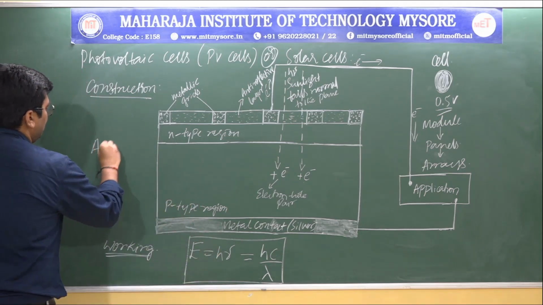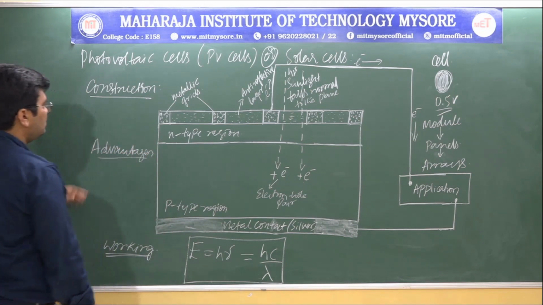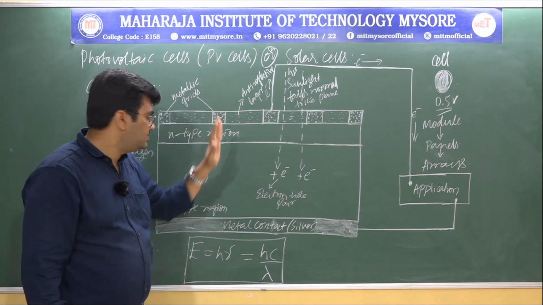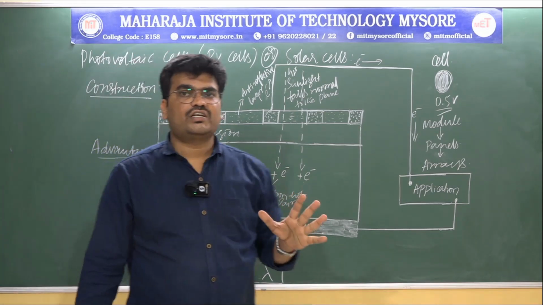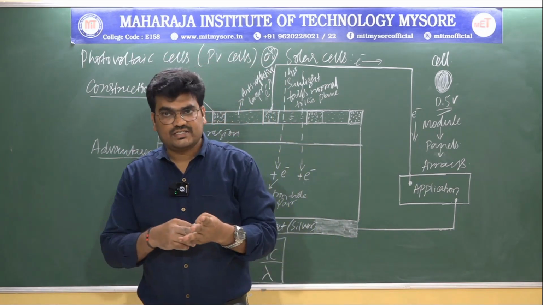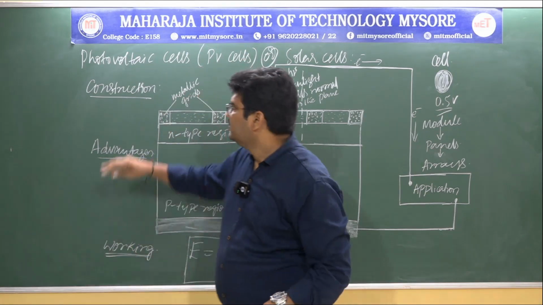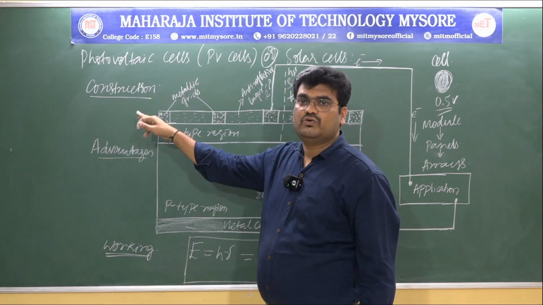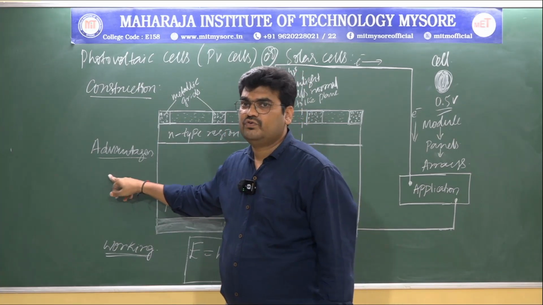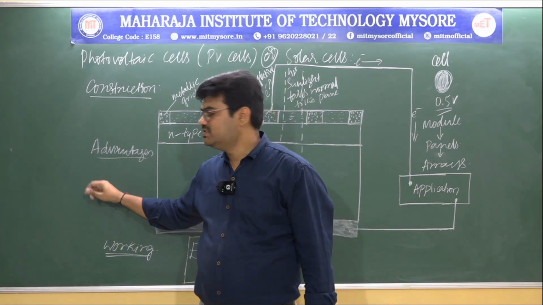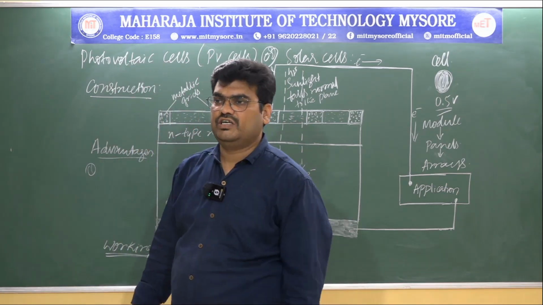If you list out the advantages of these solar cells or photovoltaic cells, as I already informed, this solar energy is inexhaustible, renewable, freely available, environmentally friendly. So that's why these solar cells or photovoltaic cells make use of a renewable source of energy, produce no pollution, and therefore they are environmentally friendly. This is the first advantage.